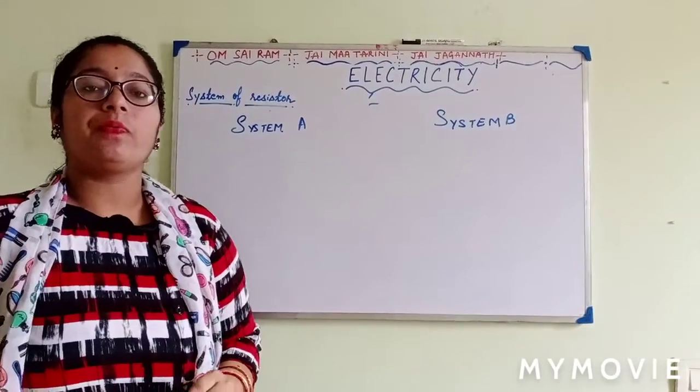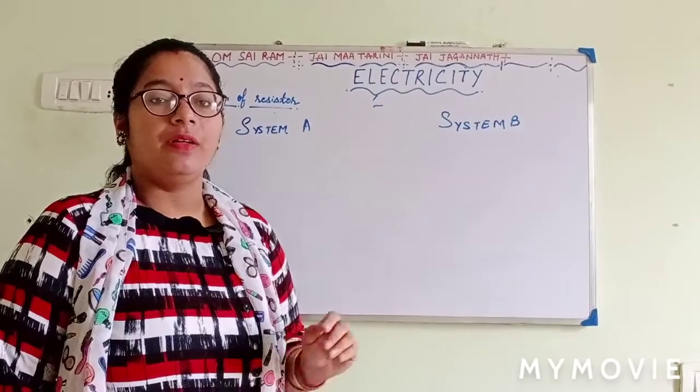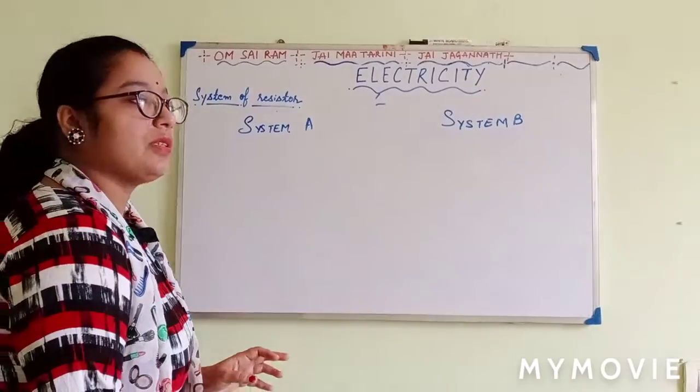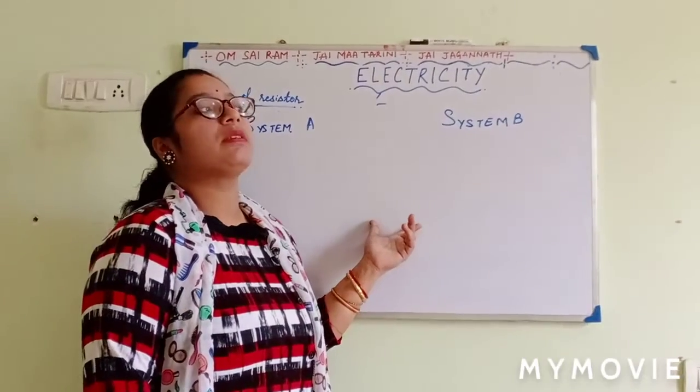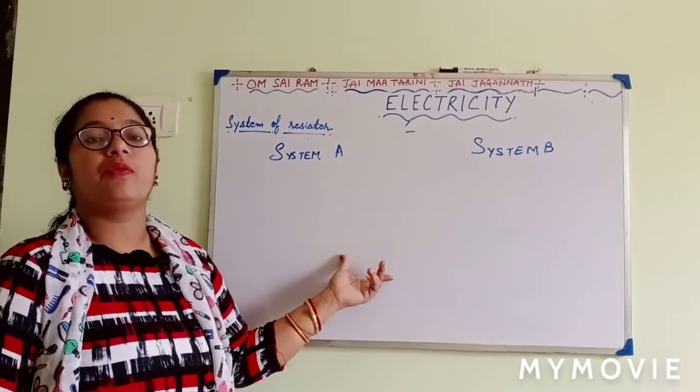So we all know that all appliances have their own resistance. All are treated as load. So all the load connected in a circuit provides resistance. So before we talk about the system of resistors or the combinations of resistors, I will give you one example.